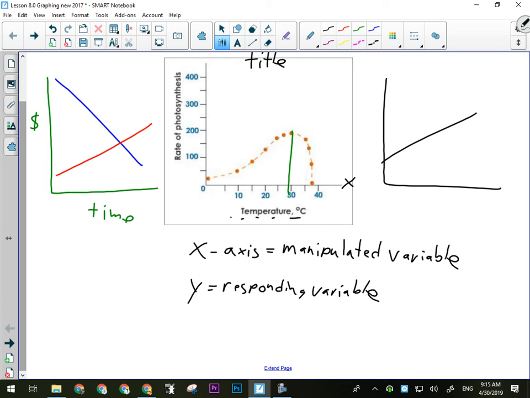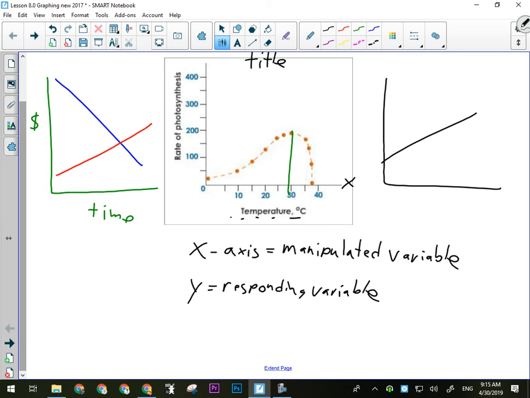So they were graphing and measuring, I don't know what, the rate of photosynthesis somehow. I would assume it's milliliters of oxygen produced, okay? They were measuring that as a function of temperature. So they probably had plants in different areas where the temperature was different, but everything else was the same, and they were just measuring that. Okay, everyone all right with that idea?